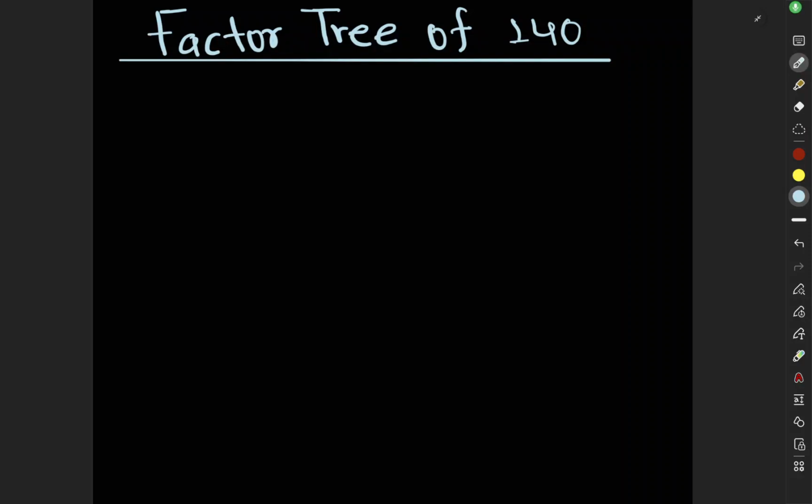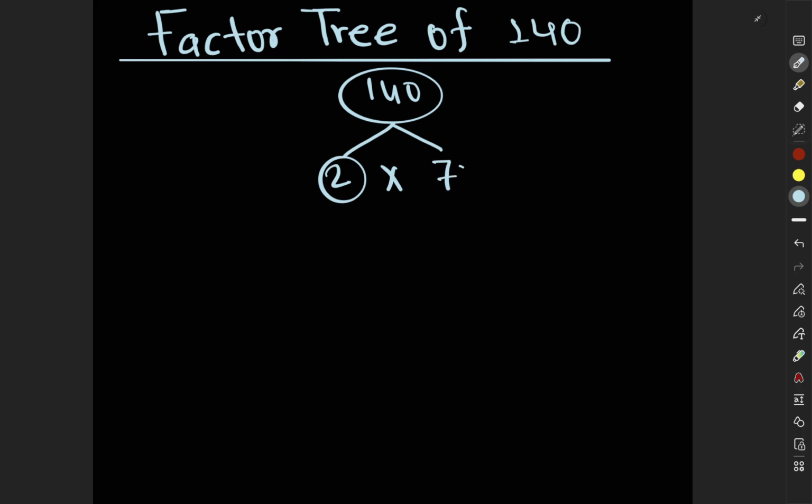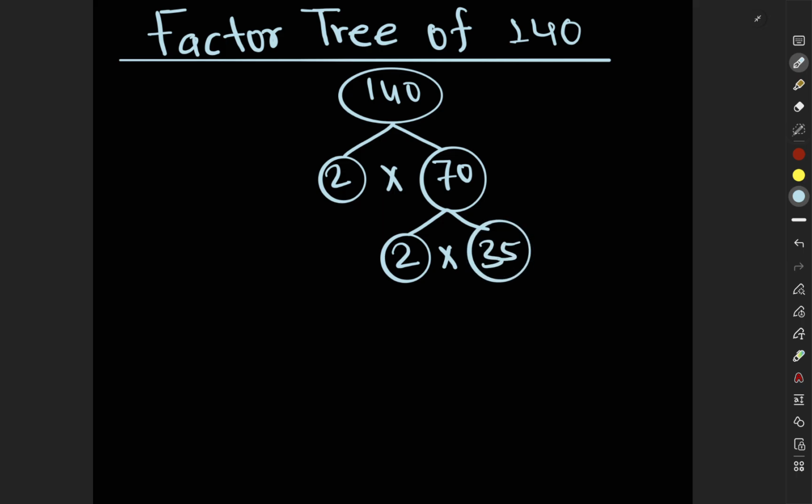Factor tree of 140. So 140 can be written as 2 times 70. 2 times 70 means 140. Now 70 can be written as 2 times 35. 2 times 35 means 70.